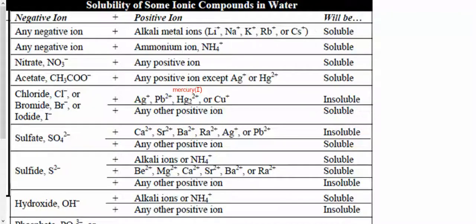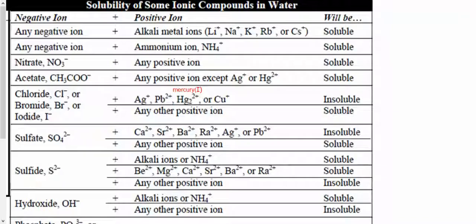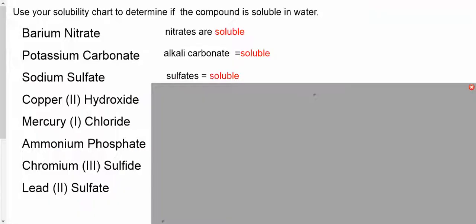Copper hydroxide, copper 2 hydroxide. Let's look for hydroxides first, and remember it's with copper. Hydroxides, alkali ions or ammonium would be soluble. Anything else would be insoluble. And it is not combined with ammonium or an alkali metal, so therefore copper 2 hydroxide is insoluble.